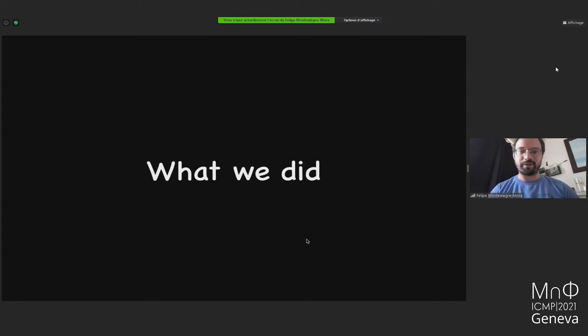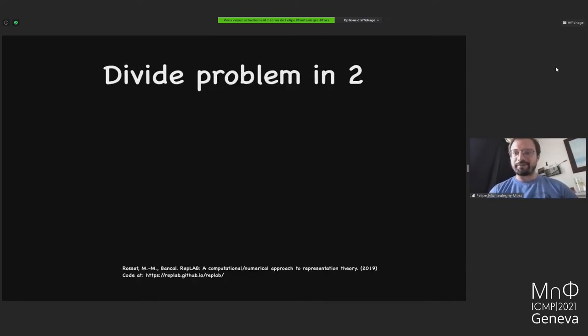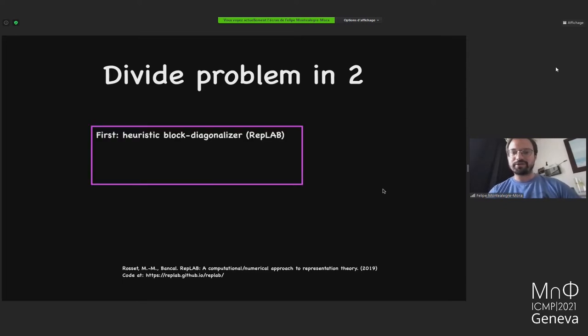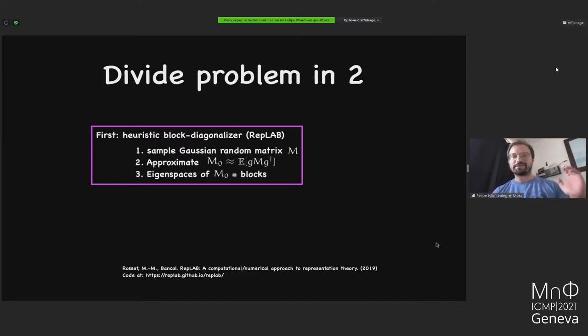Okay, so what do we do? Essentially our approach is dividing the problem in two. We start with a heuristic to block diagonalize the group. This was mostly coded before I even entered the project, and we also wrote a paper about it; this is the name of the paper. Here is what it does. It samples a random Gaussian matrix, so basically a matrix with Gaussian entries. And it approximately projects this matrix to the commutant of the group, so it basically finds a way of computing this integral. This is like an expectation over the group element, so you just conjugate by a bunch of group elements and then average.